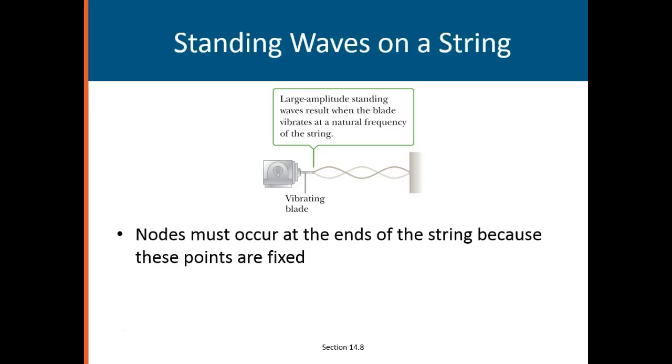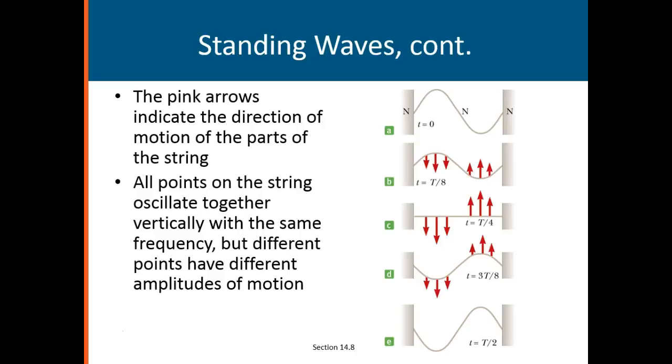All right. Now, they talk here about the pink arrows. To me, they're red. I don't know where they get pink. The pink arrows indicate the direction of motion of the parts of the string. So here we have, I assume, the source on this end and the fixed part on that end. Certainly that has to be a node. There's a node in the middle and a node there. Okay? Now, the pink or red arrows indicate the direction of the motion of parts of the string.